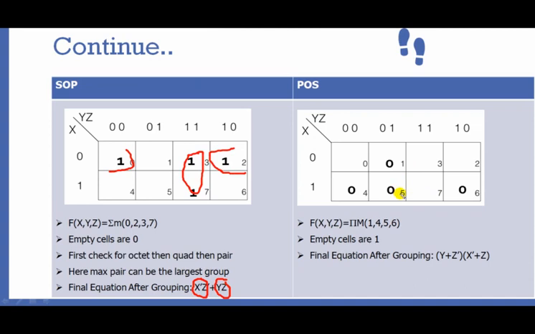The same goes for POS. In POS, it is vice versa, as A bar is denoted by 1 and A is denoted by 0. So here also, the empty cells are 1, and we made a pair over here and over here, and the final equation comes to be y plus z bar times x bar plus z, because these are the non-changing variables in this. As you can see, y is denoted by 0, z bar is denoted by 1, and in this over here, x bar plus z are non-changing.